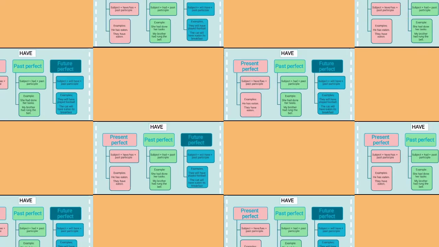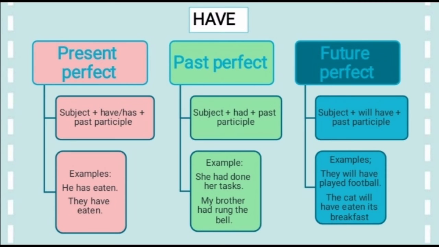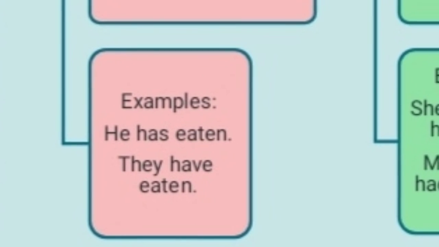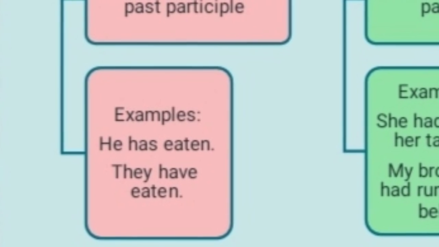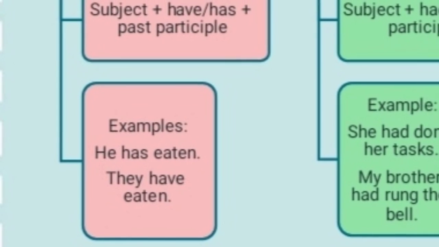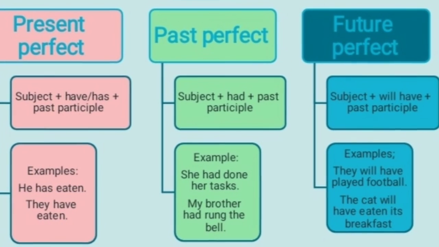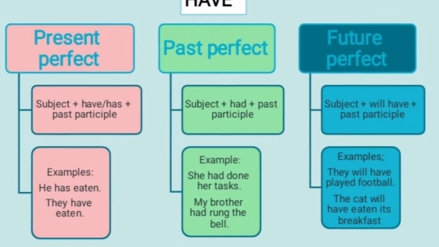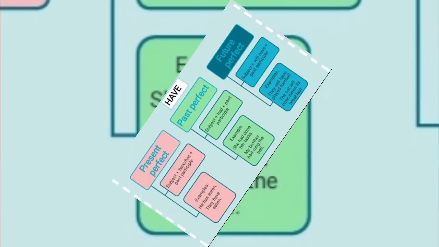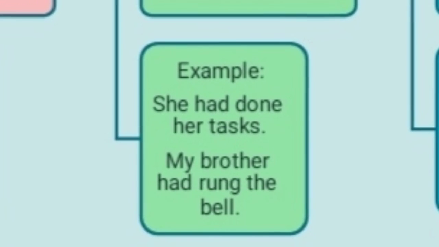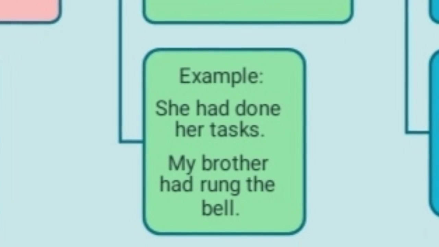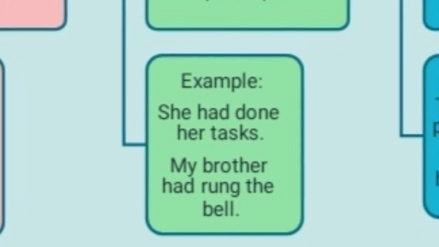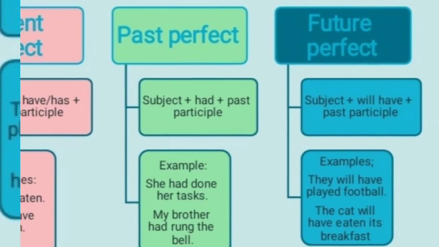Finally, the last part of auxiliary verb is have. In present perfect, we will use subject plus have or has plus past participle. For example, he has eaten. They have eaten. Has is for singular and have is for plural. In past perfect, we will use subject plus had plus past participle. Example, she had done her tasks. My brother had rung the bell. In past perfect, we will use had for both singular and plural.